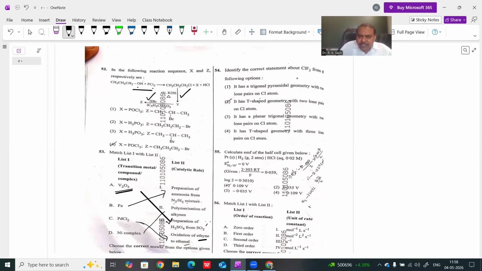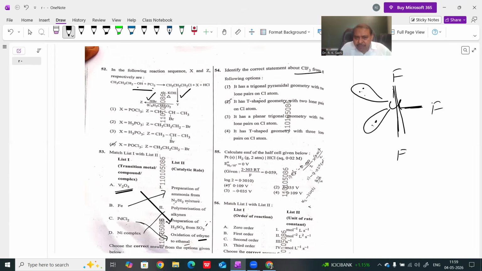Question number 56. ClF3. Chlorine is sp3d hybridized. With the help of VSEPR theory, all are bond pairs, two axial and one equatorial, and the lone pairs are present at the equatorial positions. Therefore, the molecule is T-shaped, trigonal T-shaped, and two lone pairs are present on the chlorine.